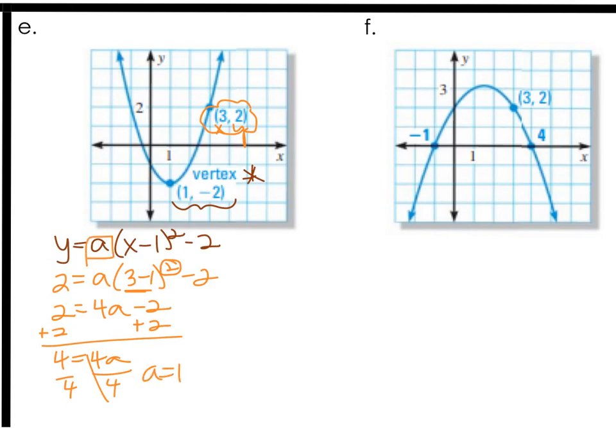Now, we can substitute that in up here at the top, and you can either write the 1 in or just leave it as y equals x minus 1 squared minus 2. That would be the equation that models the parabola in example E. Wow, I was looking at F when I said that. For example E. All right, let's move on to F and be done.